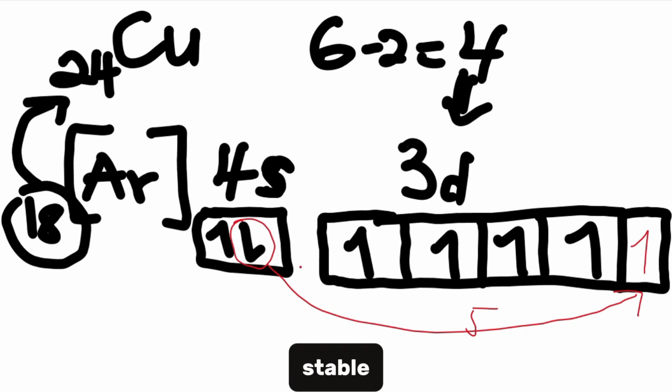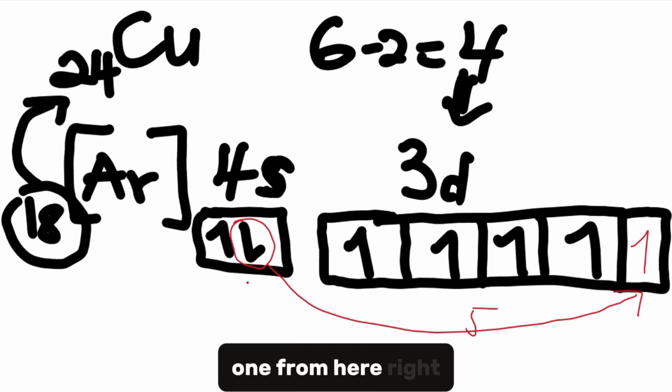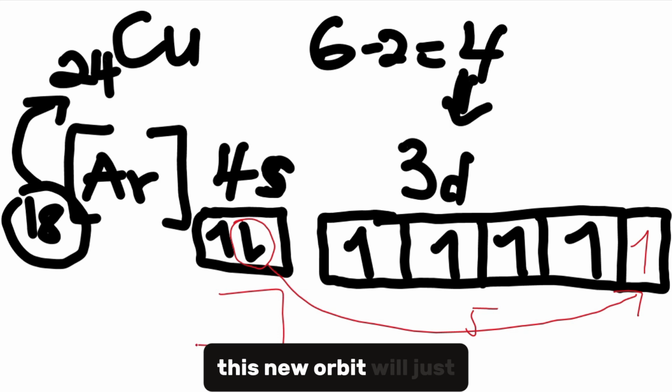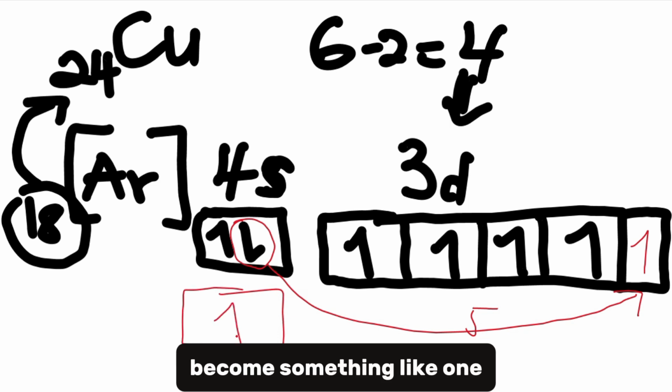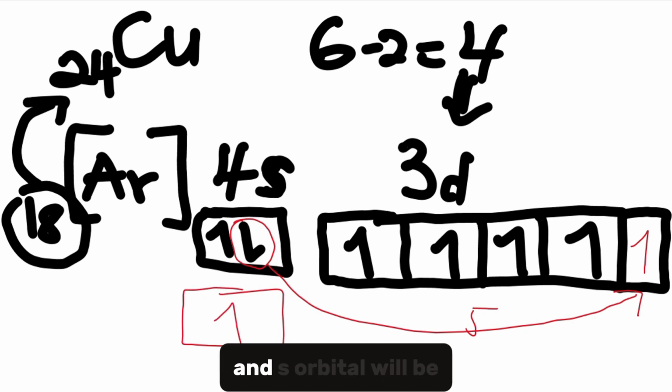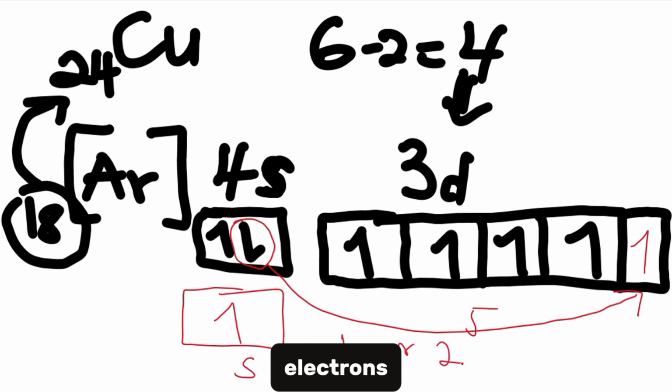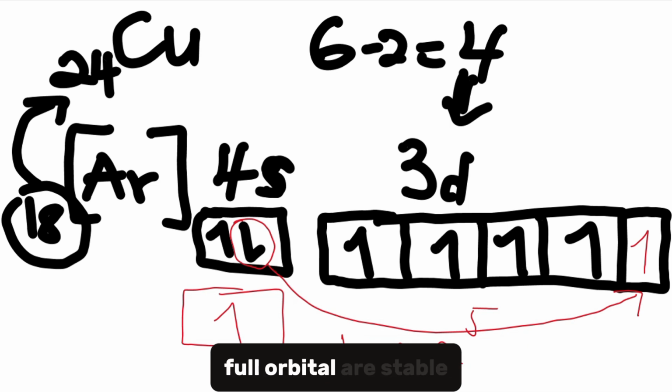Half filled, which will be stable. And then if you remove one from here, this new orbital would just become something like one. And it's an s orbital, and an s orbital will be stable if it has one or if it has two electrons, because half or fully filled orbitals are stable. So this guy will still maintain stability, and this one will also maintain stability if this guy is able to pass one of his electrons to this guy.